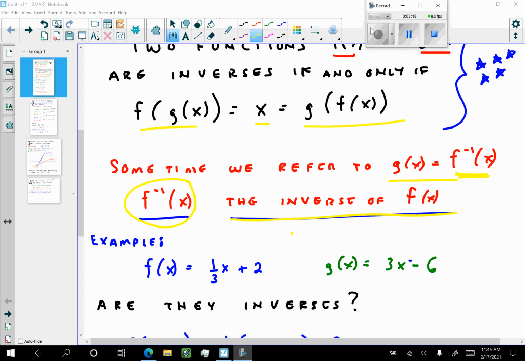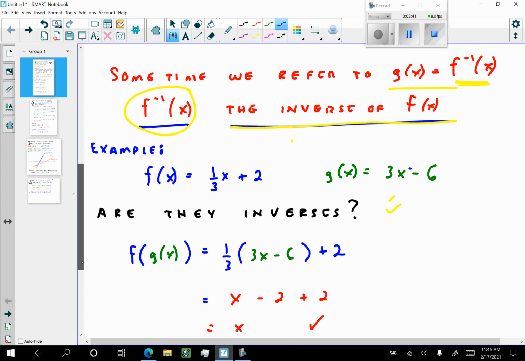So let's get to this example here. Example number 1. f of x is 1/3 x plus 2. g of x is 3x minus 6. My question is, are they inverses? Well, let's check. What we're going to do is jump up here and use the definition. Keep in mind, we're going to use both ways. We're going to do f of g and g of f of x.